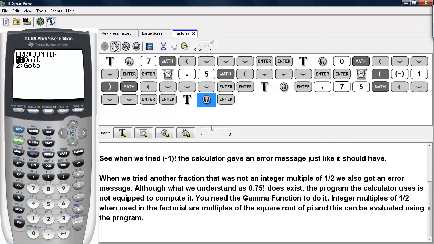As we understand 0.75 factorial, it does exist, but the calculator has a program that is not equipped to compute it. We need what's called the gamma function. And integer multiples of 1/2, when used in the factorial, happen to be multiples of the square root of pi. And this can be evaluated using the specific program that the calculator uses. So this is how factorials can be done on the TI calculator.